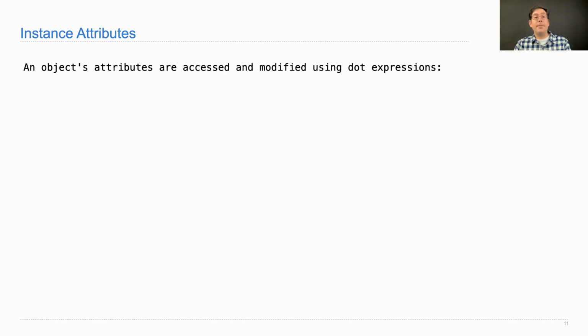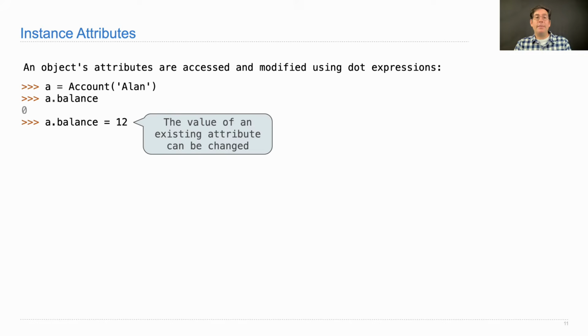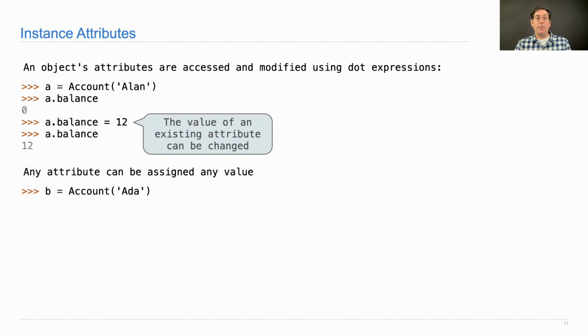An object's attributes are accessed and modified using dot expressions. So if I've already created an account, I can look up its balance. I can also change its balance using an attribute assignment statement. The value of an existing attribute can be changed at any time. And now there's $12 in this bank account. An attribute can be assigned a value even if that attribute did not exist before.